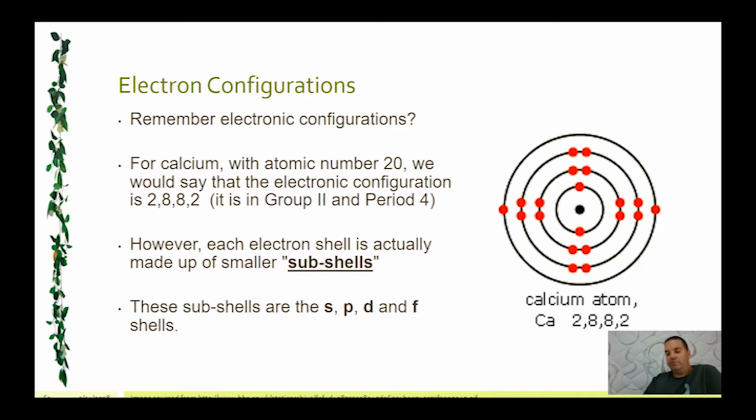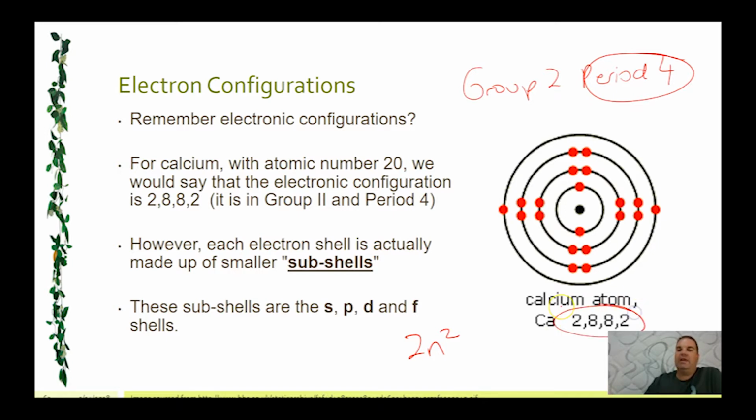When you were first introduced to electronic configurations, you probably just looked at how many electrons are in each shell. Here's an example of a calcium atom on the right. We looked at the periodic table: calcium was in group 2 and period 4. Because it was in period 4, we knew it had 4 electron shells. Because its atomic number was 20, we knew it had 20 electrons, and we could use the 2n² rule to work out how many electrons were in each shell. We would have written the electron configuration like this: 2, 8, 8, 2. So there's 2 electrons in the first shell, 8 in the second, 8 in the third, and 2 in the last one.